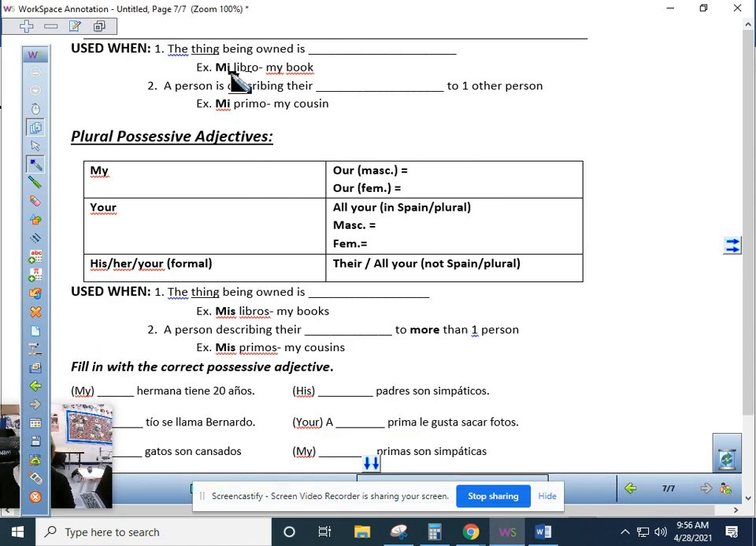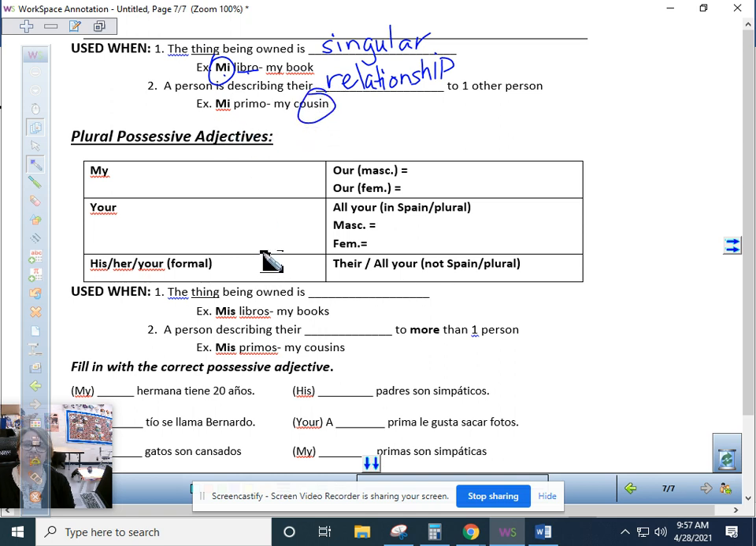Now, when do we use the singular possessive adjectives? You use it when the thing being owned is singular. Like the example I gave you here, mi libro, my book. Libro is singular, so you need the singular version. A person is describing their relationship to one other person. Okay? Mi primo, my cousin. That's only one cousin, so it's going to be mi.